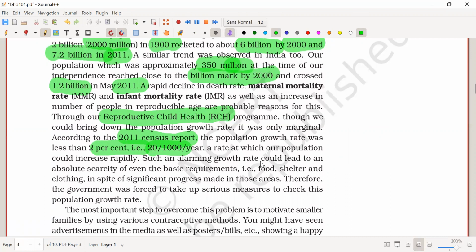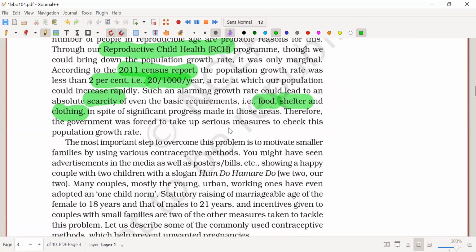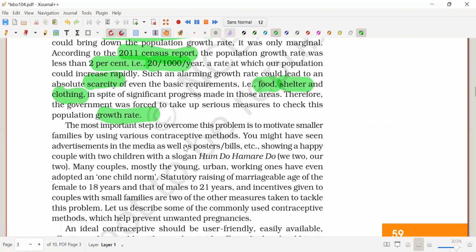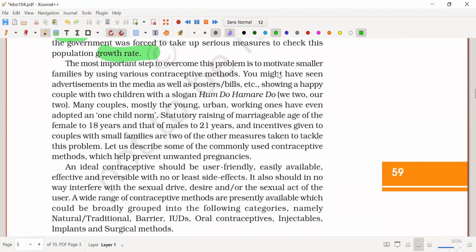Such an alarming growth rate would lead to an absolute scarcity of even the basic requirements: food, shelter, and clothing. In spite of significant progress made in those areas, therefore, the government was supposed to take up serious measures to check this population growth rate. The most important step to overcome this problem is to motivate smaller families by using various contraceptive methods.